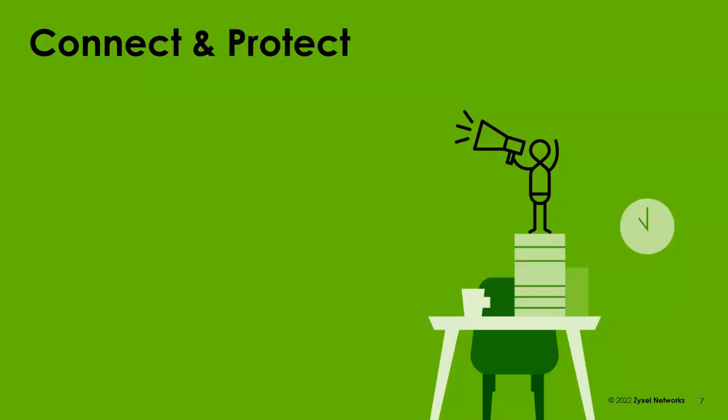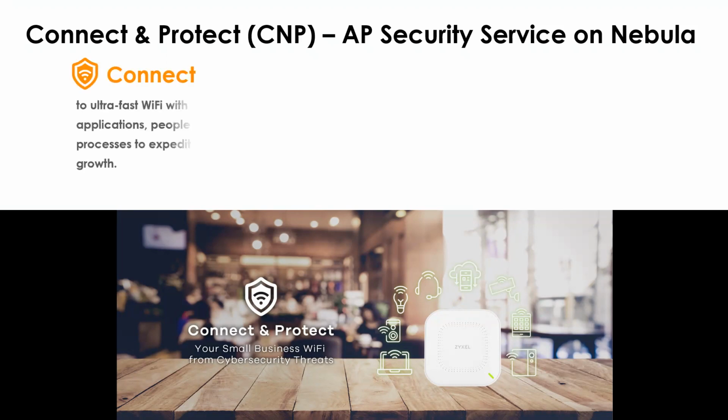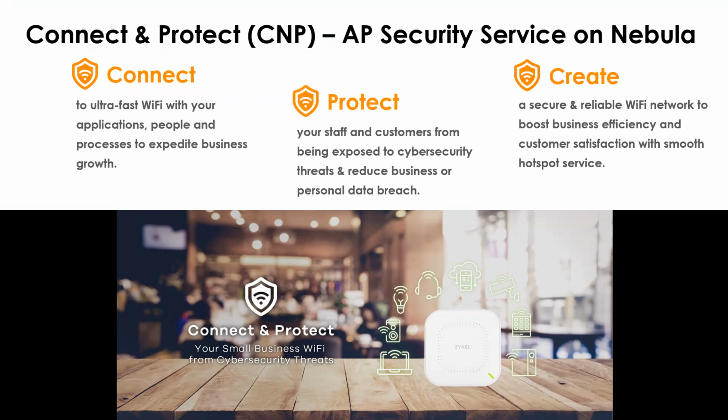So the big new feature with this new release is called Connect and Protect. What is Connect and Protect? It is a security service in Nebula for our access points. The idea here is to help make it easy for you to provide public guest access, however you are doing it, whether you're using a third-party system, doing it yourself, whether you're monetizing it or not. The idea is to help provide protection to those wireless users.